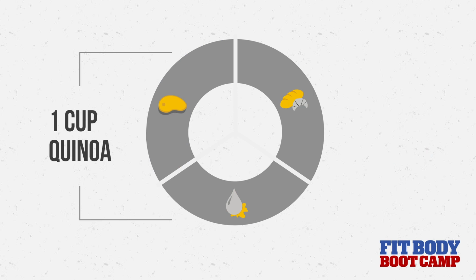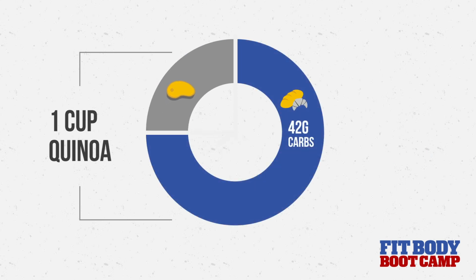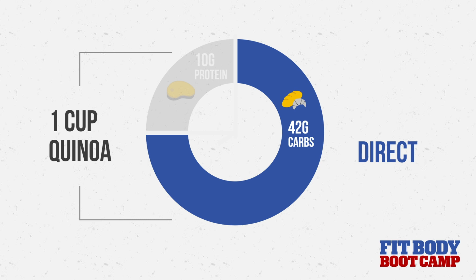Okay, one more just to make sure you've got it. 1 cup of quinoa has 42 grams of carbs, 10 grams of protein, and 0 grams of fat. Since there are more carbs than there is protein and fat, we only count the carbs. That means carbs are the direct macro in quinoa, and we will count the 42 grams toward our carb intake. The protein and fats are considered indirect, so we don't count them toward our macro totals.